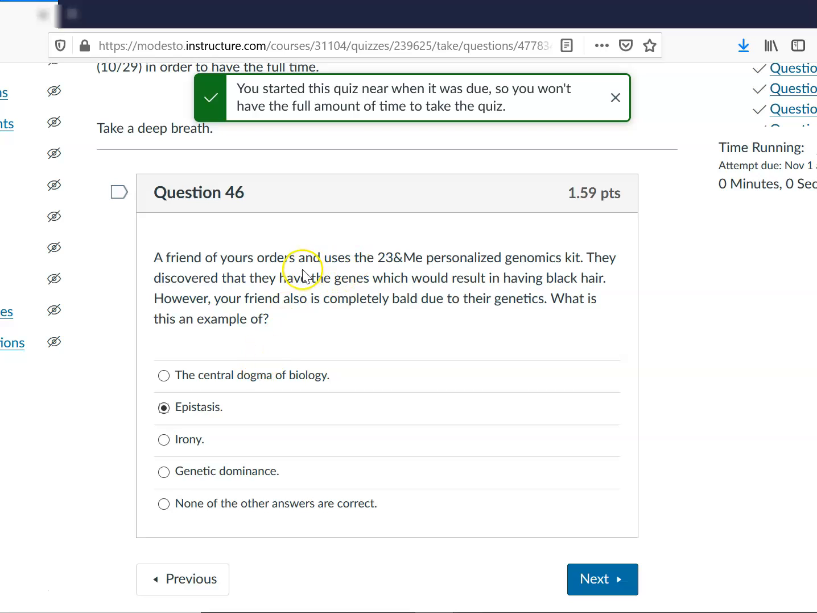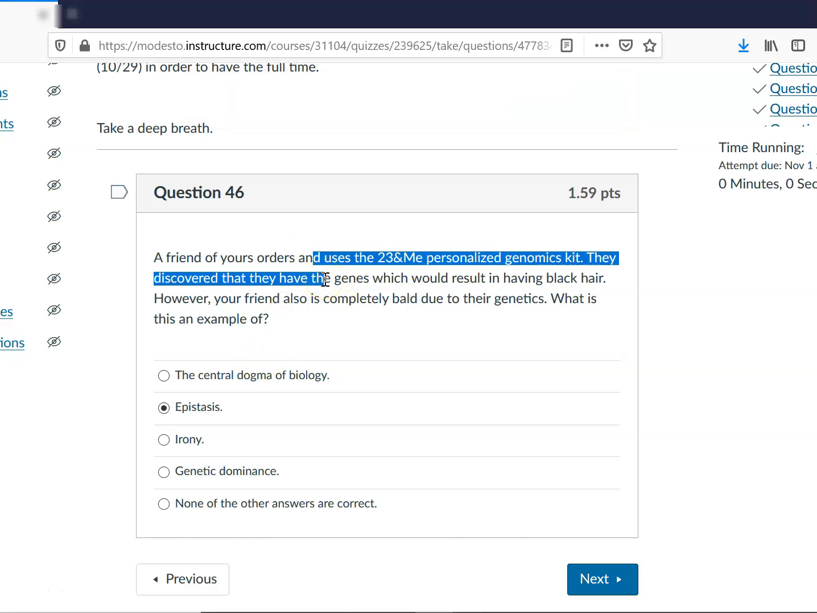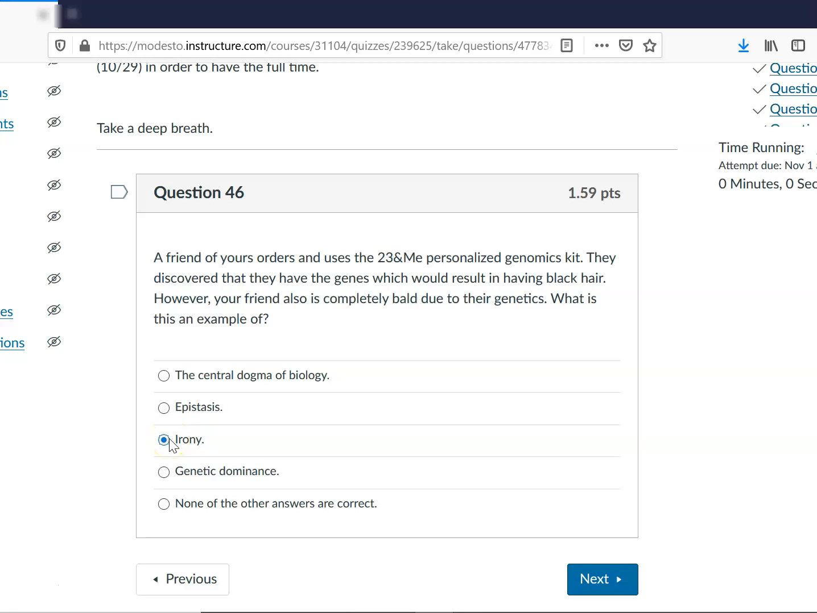Somebody got their personalized genomics thing. They discovered that they have a gene that would result in flowing black hair, but they are bald due to genetics. That's an irony for sure, but actually the biology term is epistasis. It's when one gene makes it so that it doesn't matter what the other genes say. So it doesn't matter if you got a gene for black hair. If you're bald, you can't tell. That gene's not being expressed. I would call that epistasis.